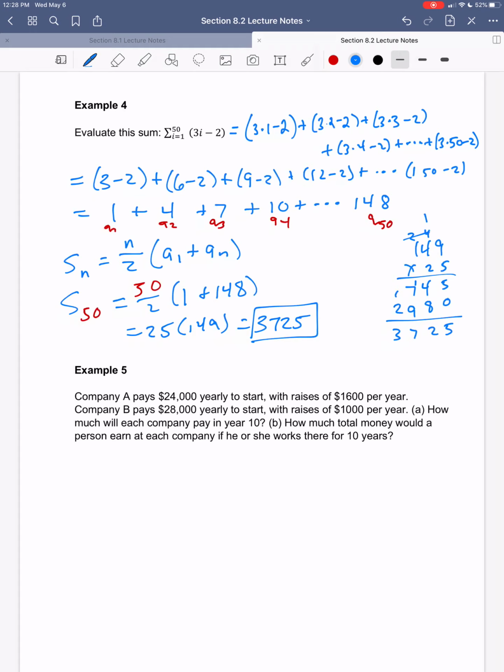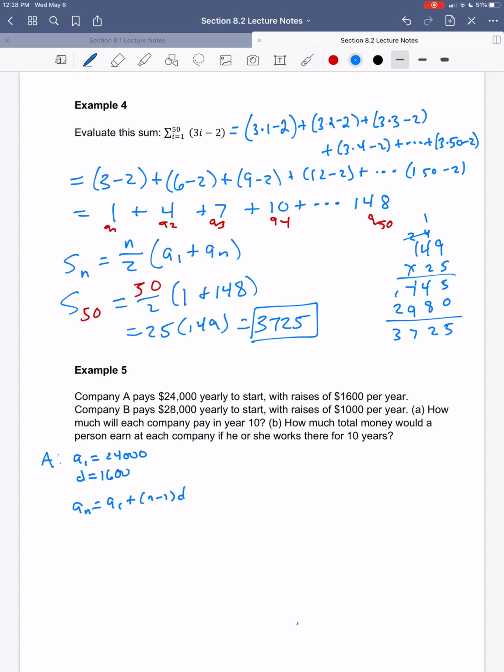I've done this problem before, and it's sort of cool. I don't know if I have room to do the whole problem here. So for part A, of course, company A, my a sub 1 is 24,000, and my common difference, it's going up 1,600 every year. So my a sub n is a sub 1 plus n minus 1 times d.